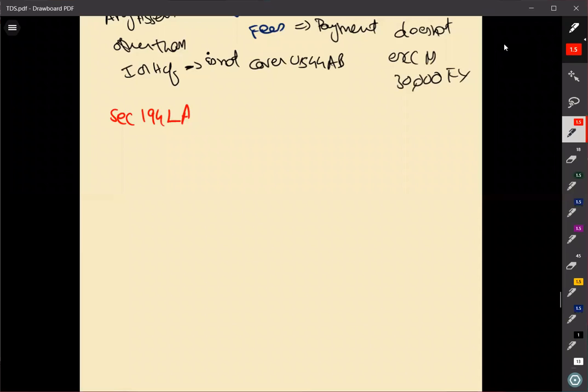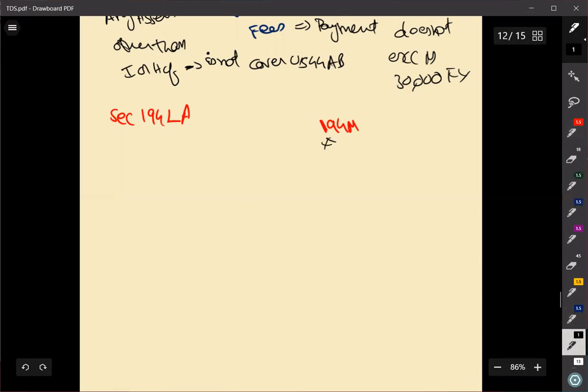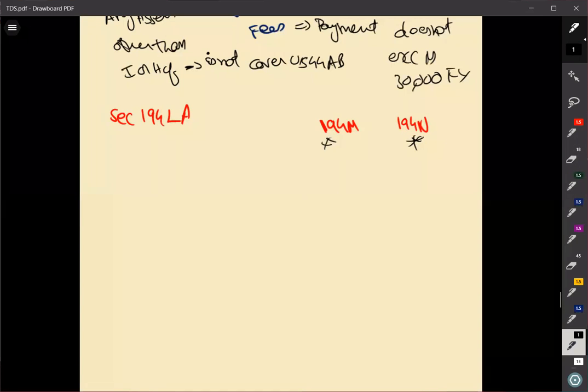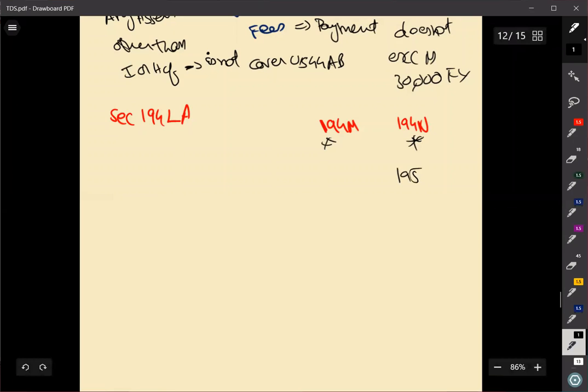So I am just writing the other sections which we are supposed to discuss: 194LA, 194M, which is again a very important section. Then we also have another new section which is a recent amendment, 194N. Even this 194N is a recent amendment. So the recent amendments always have higher chances to come in your examination. Then finally we'll be entering the last section, which is section 195. So with this, I can say we will have completed your TDS provisions.